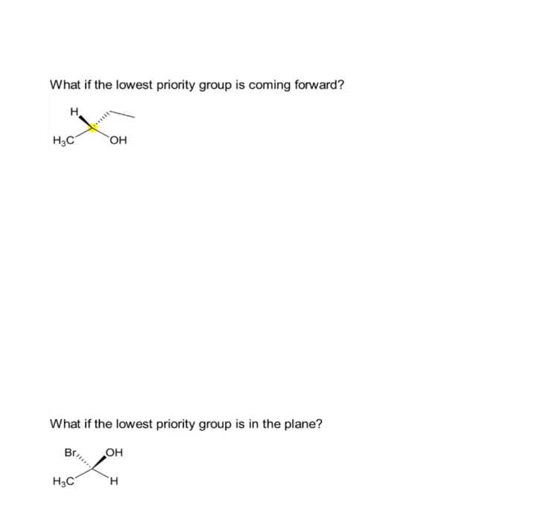Okay, so let's go ahead and do this one. There's a couple of ways that you could think about this. First of all, let's go ahead and assign our priorities. The OH is going to be priority 1. The hydrogen is the lowest priority, that's number 4. And then we have a tie between two carbons. So up here, this carbon is attached to hydrogen twice and to a carbon, whereas this carbon is attached to 3 hydrogens. So the carbon that's attached to another carbon has the higher priority. So that'll be 2, and the methyl group will be 3.